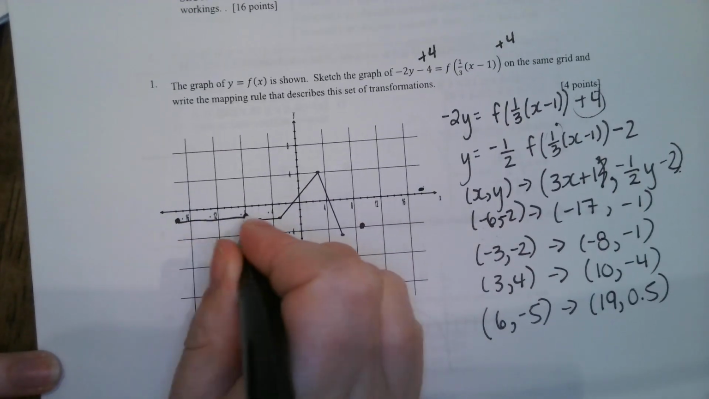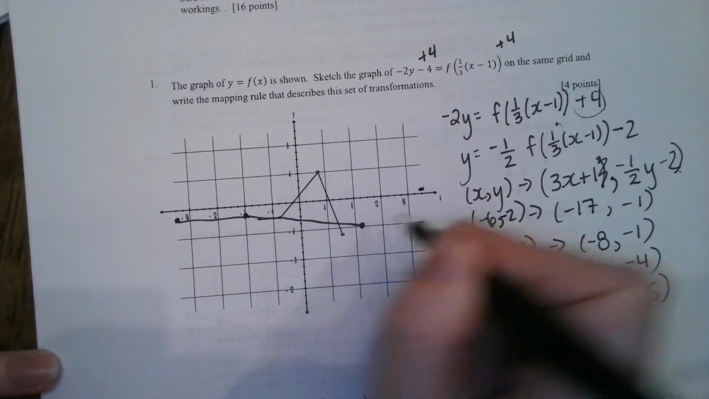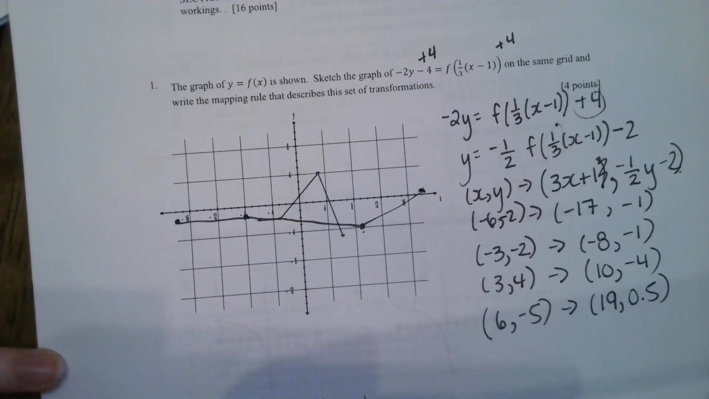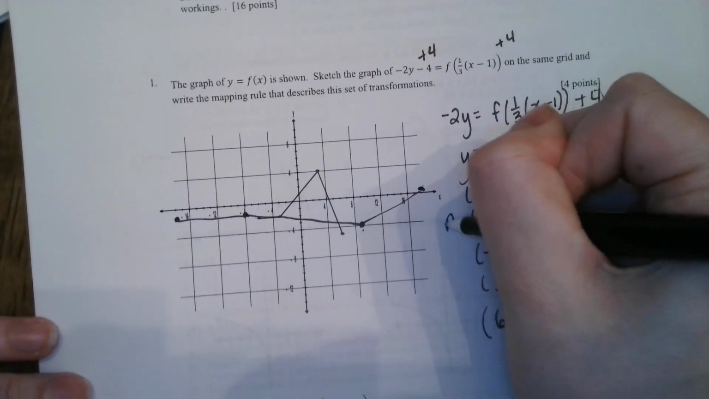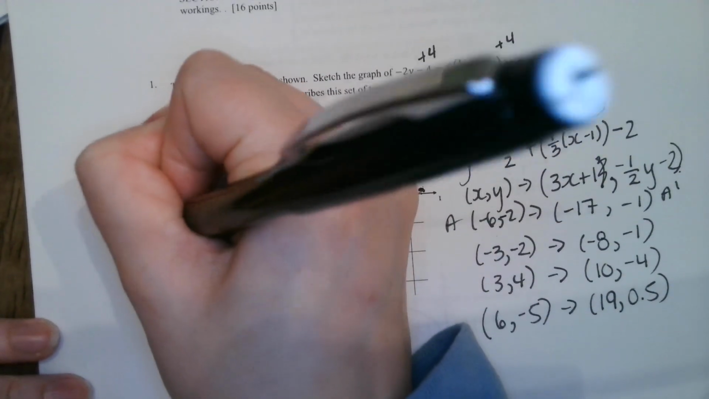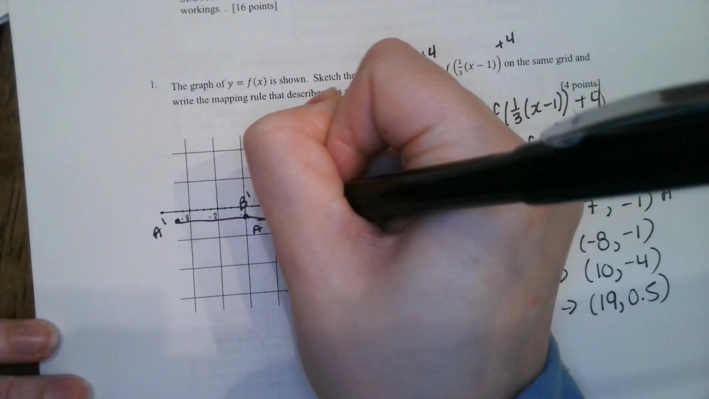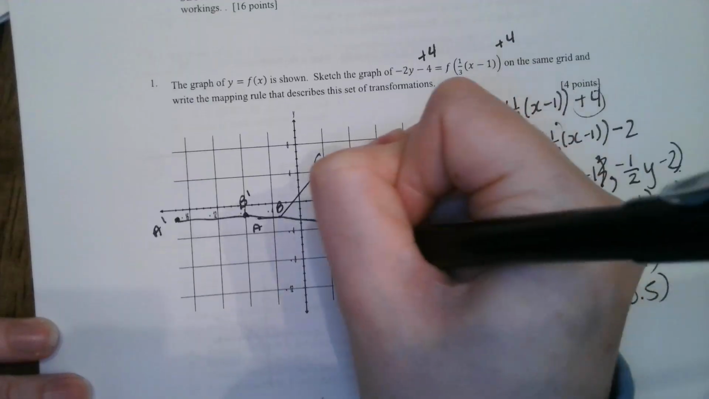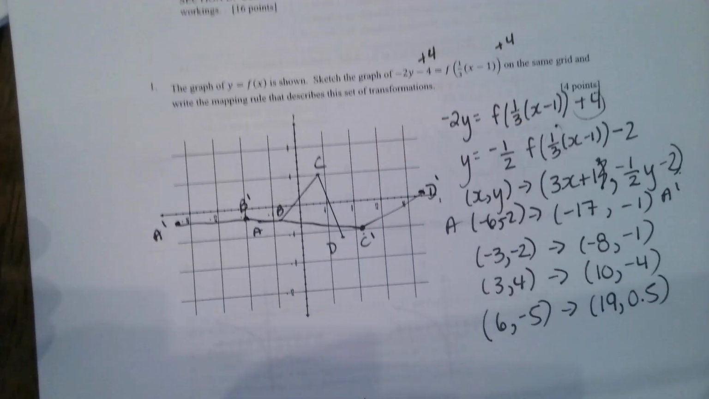So you want to make the same type of shape by connecting your dots, and looks like that. You could also label your initial point A and your new point A prime. A prime means new. So this would be A, this would be A prime, if you want to go through and label all your points. Beauty. Love it.